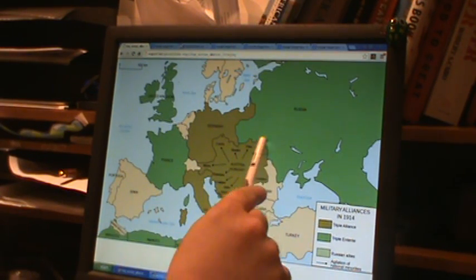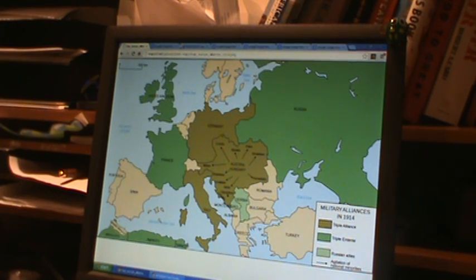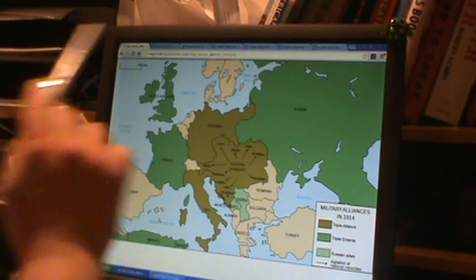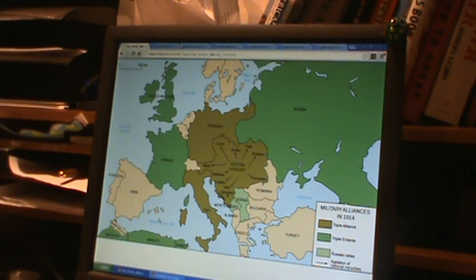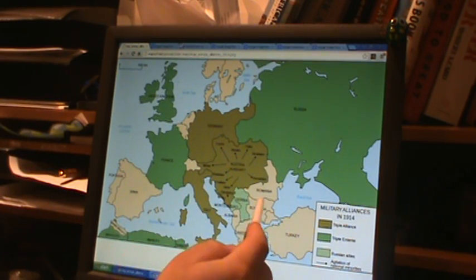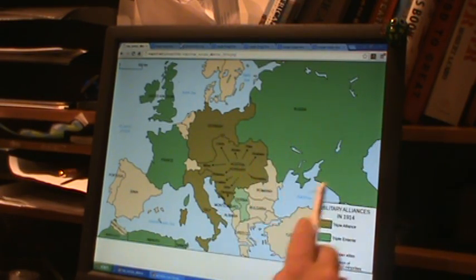The border between Russia and Austria-Hungary is a problem. If Austria-Hungary is mobilizing for war, that is going to make Russia mobilize for war. Austria-Hungary has no plans to mobilize only against Serbia. So when the order to mobilize is given in Austria-Hungary, Russia believes that it must mobilize too. Well, that's another big problem.